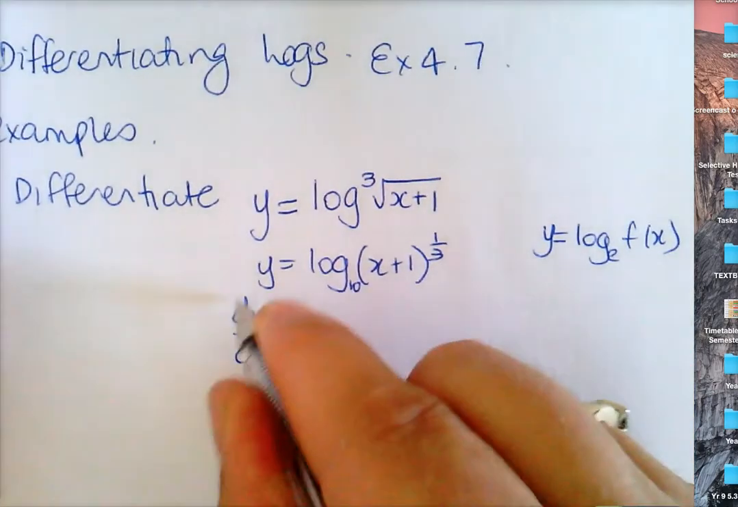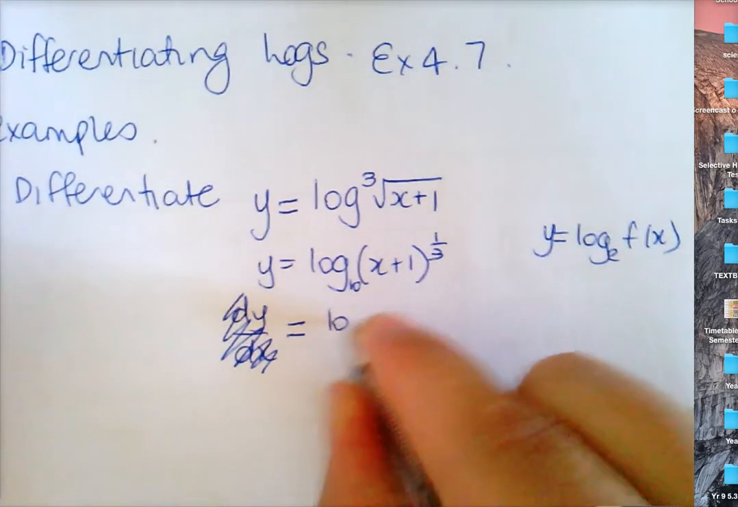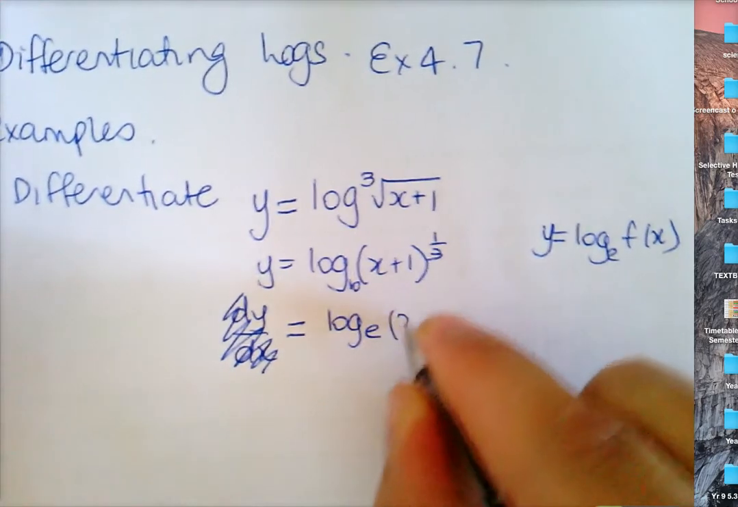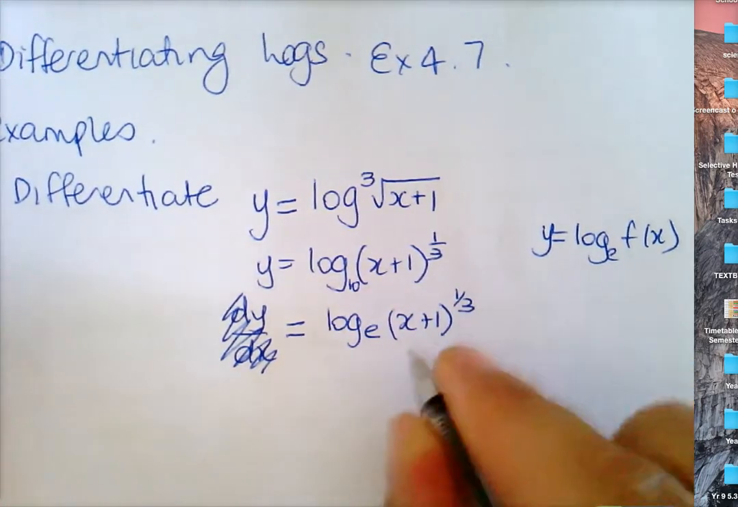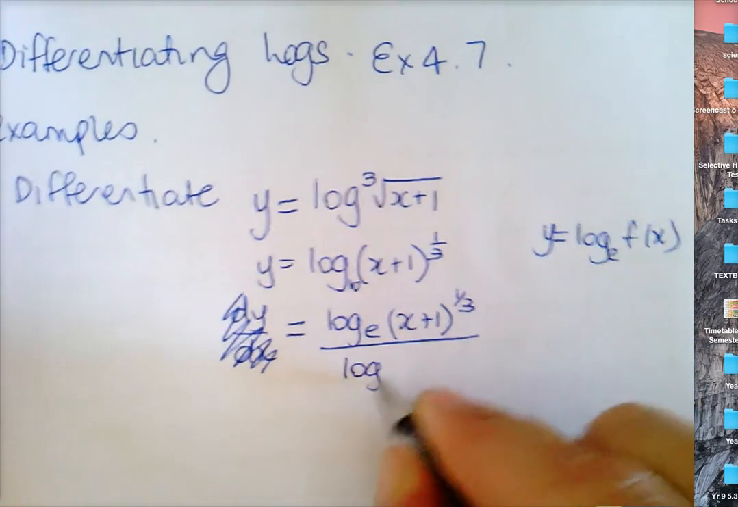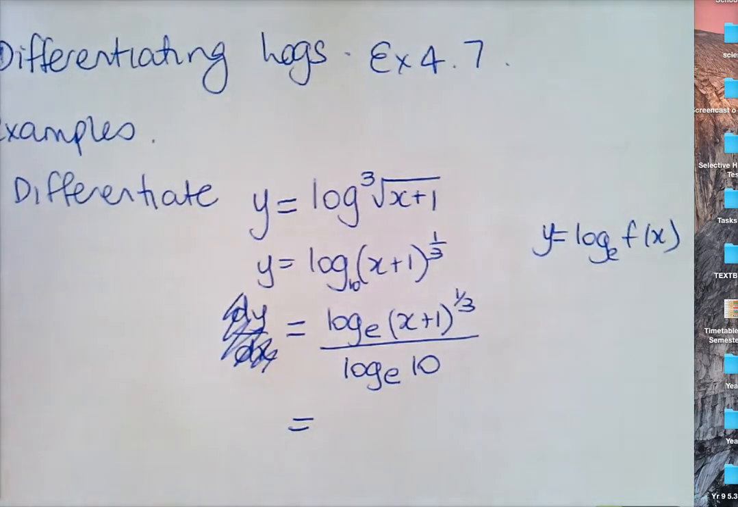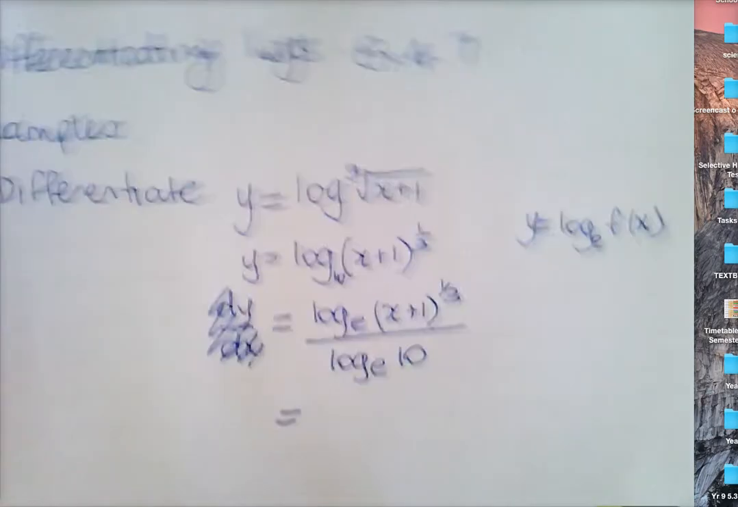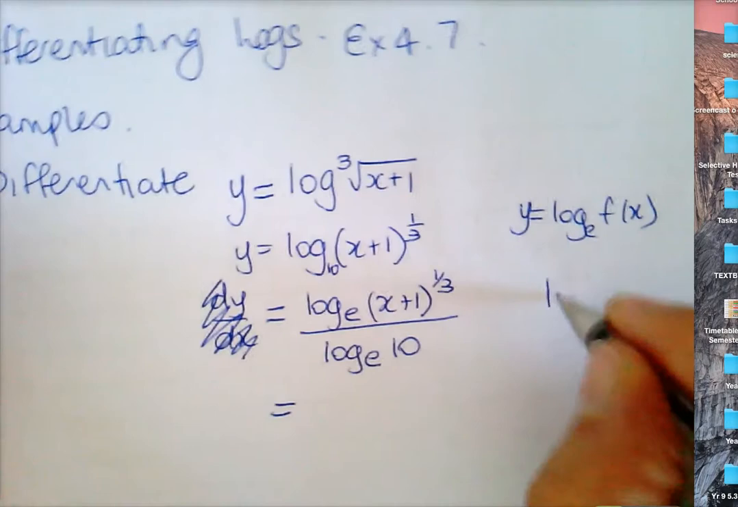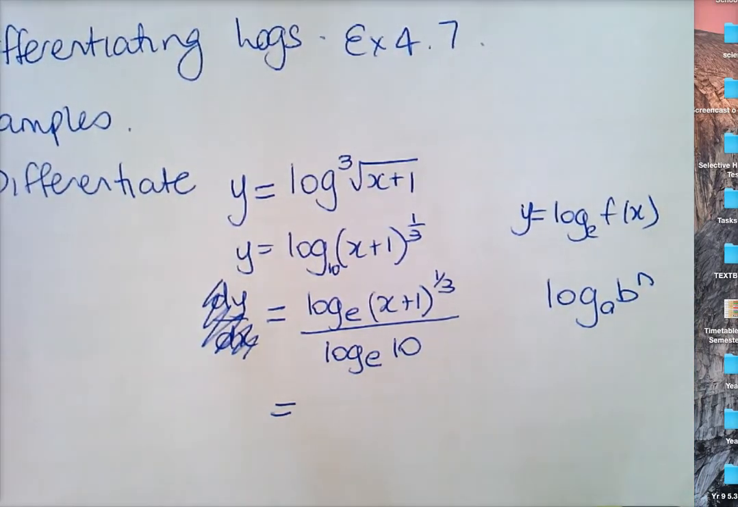So we don't do the differentiation yet, we change base. So what is it? Log to the base e of x plus 1 cubed, over log to the base e of 10, which is just a constant. Sorry, yes, log is log to the base 10. Good pick up, everyone. Yes, you're right, log a of b to the n is n log a of b.